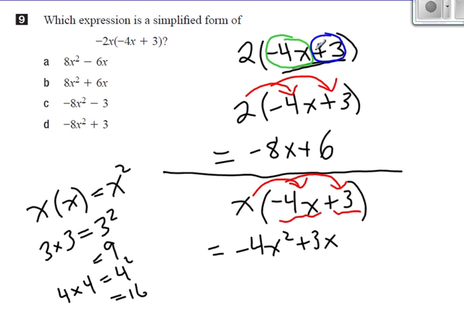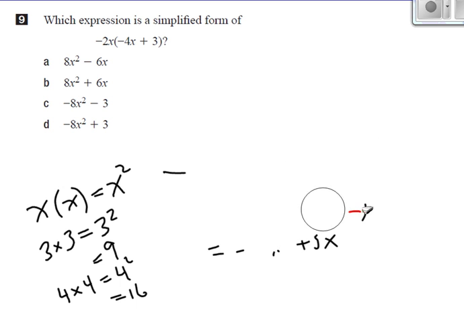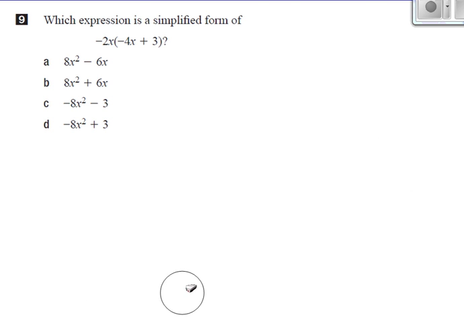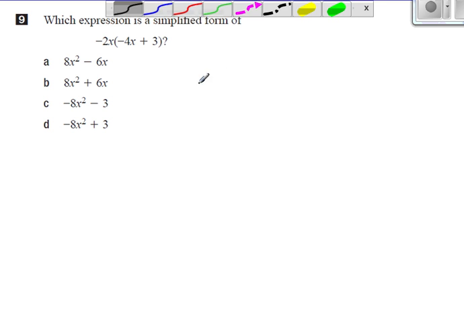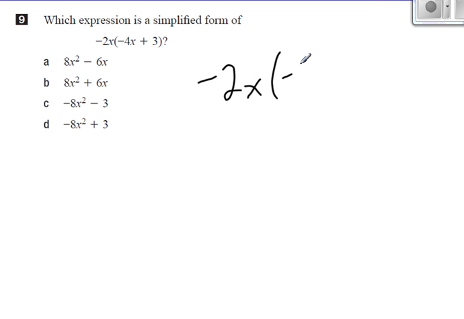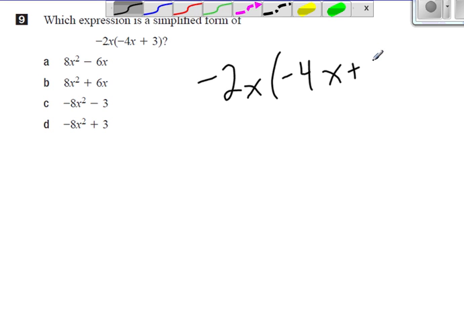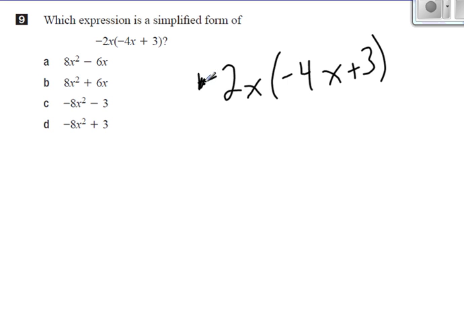So now that we've talked about the idea of how to deal with distribution, let's look at the actual question that was given to us and see if we can get the answer. So we have negative 2x times negative 4x plus 3. I never talked about that negative sign, right? So let's pretend it doesn't exist. Now, obviously you wouldn't do this for real, but let's pretend. If that wasn't negative 2x, if this is just 2x times this, and then times this.